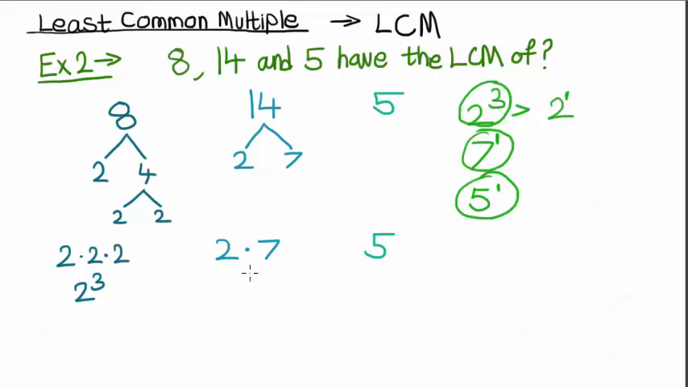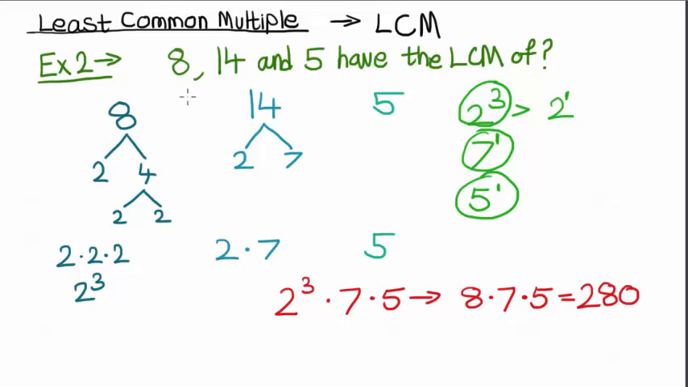All that remains for me to do now is multiply these three numbers over here. When I do that, I get 2 to the power of 3 times 7 times 5. This right here is the same thing as saying 8 times 7 times 5. I leave it up to you to verify this, but this right here equals 280. Therefore, the LCM of 8, 14, and 5 is 280.